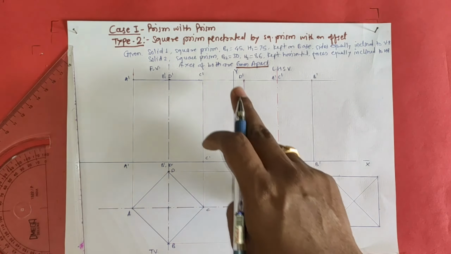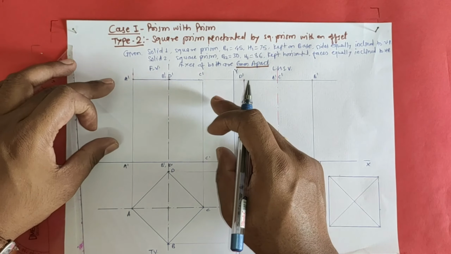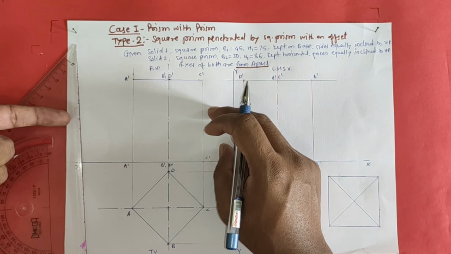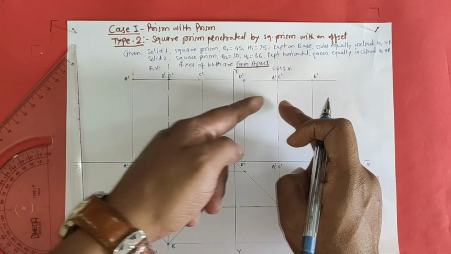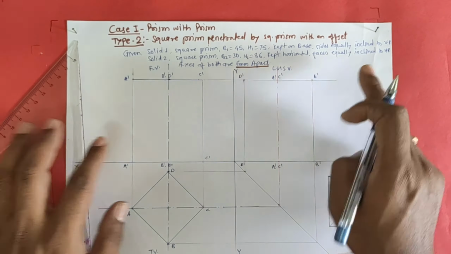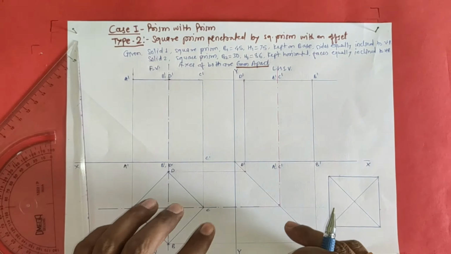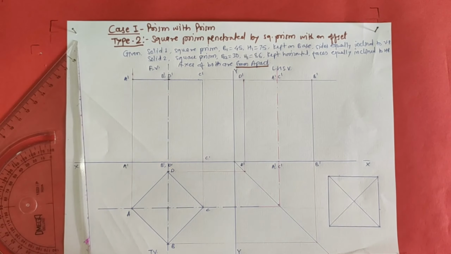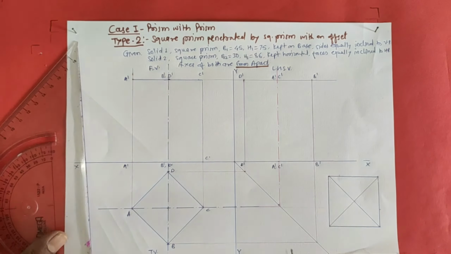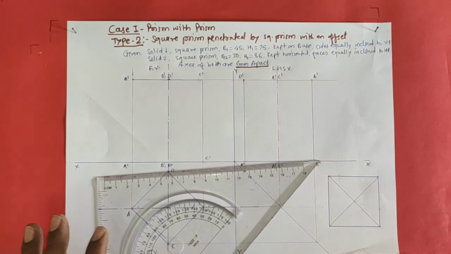Okay, now see, second solid is horizontal, so in which view you are going to see its base? In the side view you are going to see its base. It is maybe square like this or square like this. As it is equally inclined to VP, we have to draw equally inclined to VP shape here. So we are seeing side view of base of second solid in side view. So I am going to draw first side view.